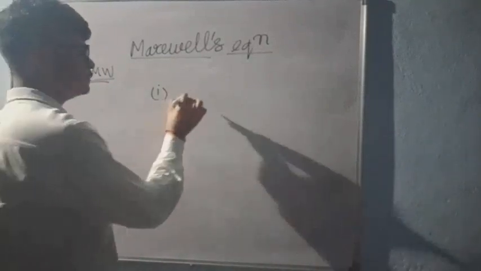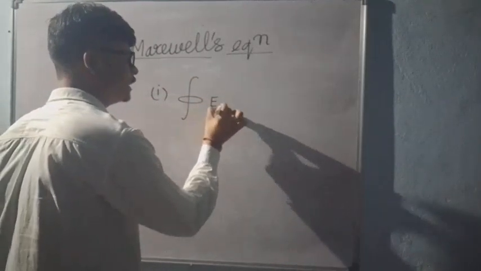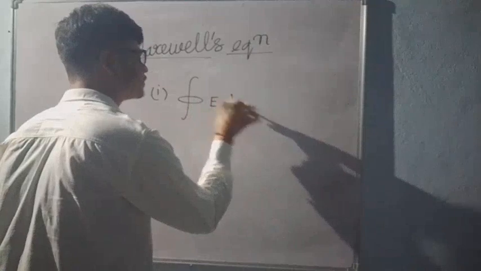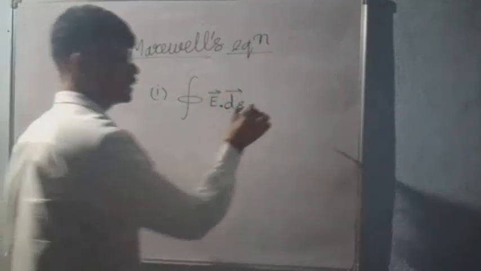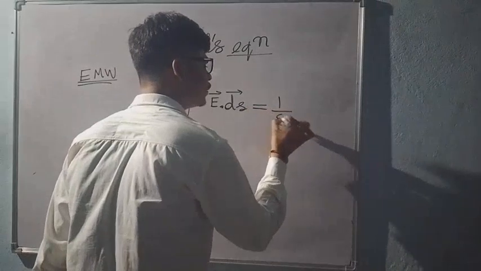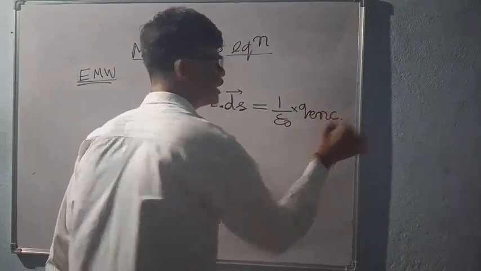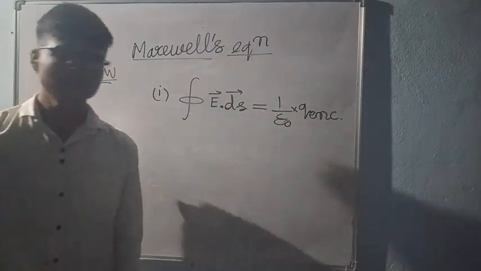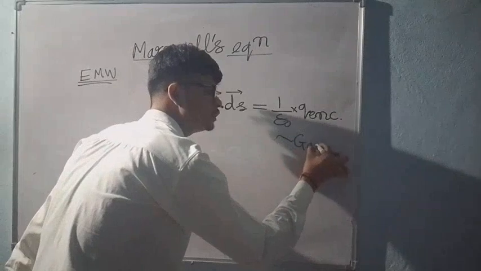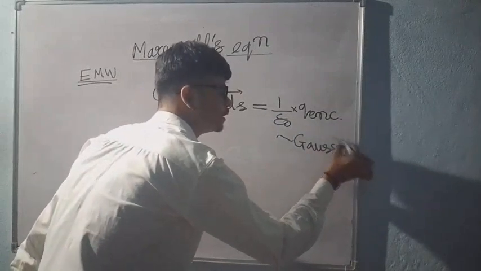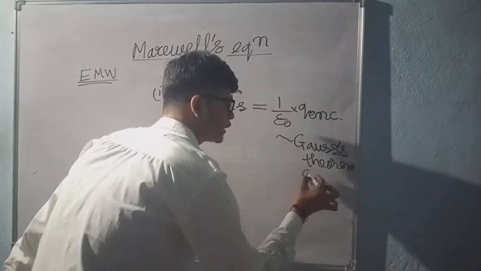Do you know Gauss theorem? The closed integral of electric field through a unit surface area is 1 by epsilon naught times the total charge enclosed. This is from the Gauss theorem, the Gauss theorem or Gauss law of electrostatics.